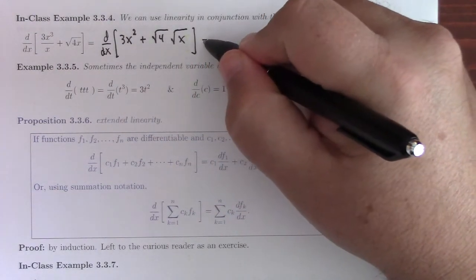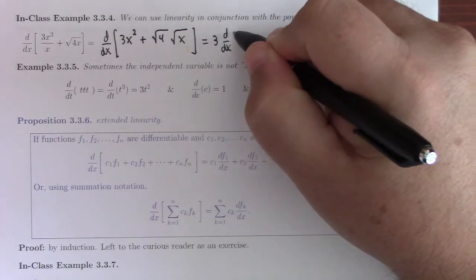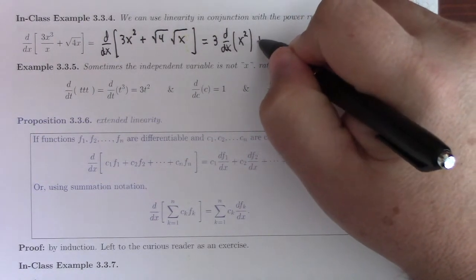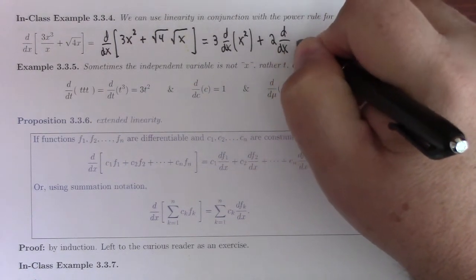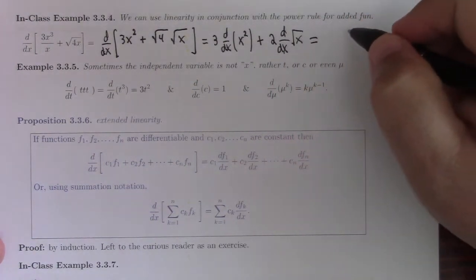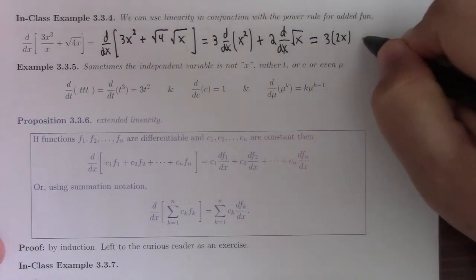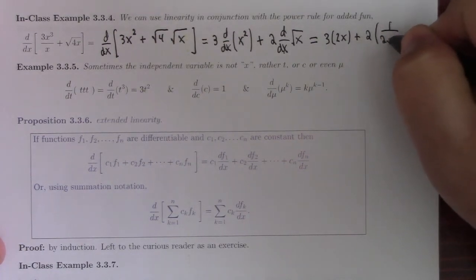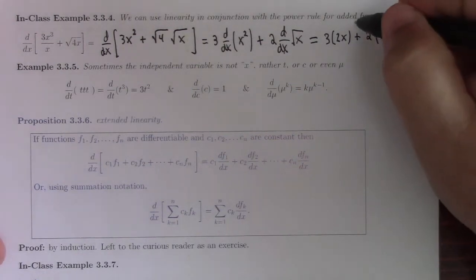So what I get is I can pull the 3 out of d/dx of my x squared, and then the square root of 4 is 2, and then I have to do d/dx of the square root of x. Now, we just worked that out a few minutes ago, but this is 3 times 2x plus 2 times 1 over 2 times the square root of x. Remember I said we should memorize that? Well, there you go.